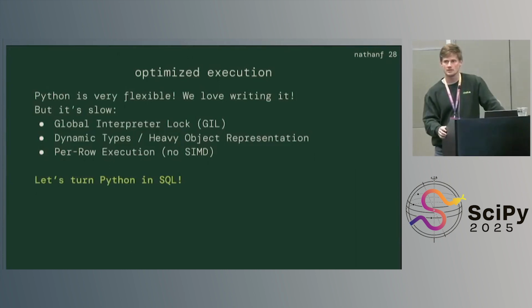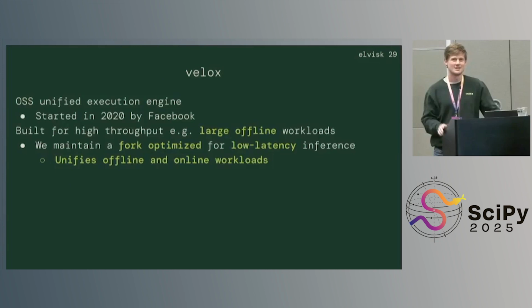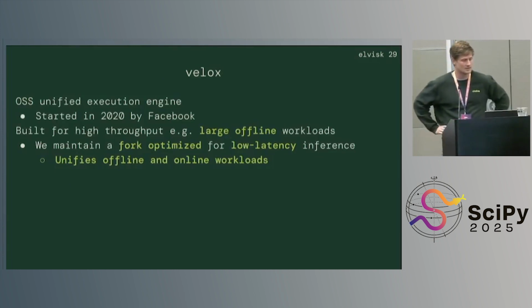So you can't use techniques like SIMD in order to accelerate these backfills or even real-time compute in cases where you have a lot of rows coming in and you want to compute the same function on all of those rows. So can we just turn this Python into SQL? And we can. So we need a SQL engine first up, and the one that we use is called Velox. It's an open source project started by Facebook in 2020 that we're big contributors to.